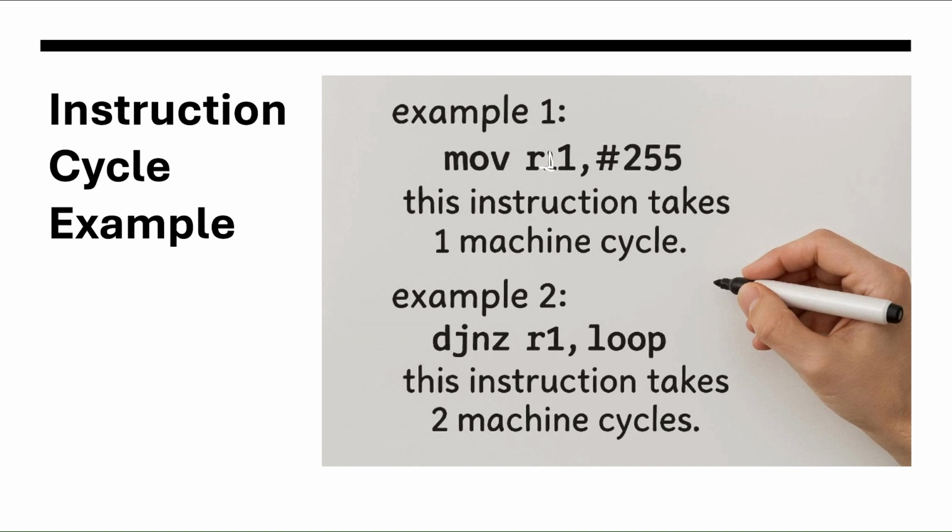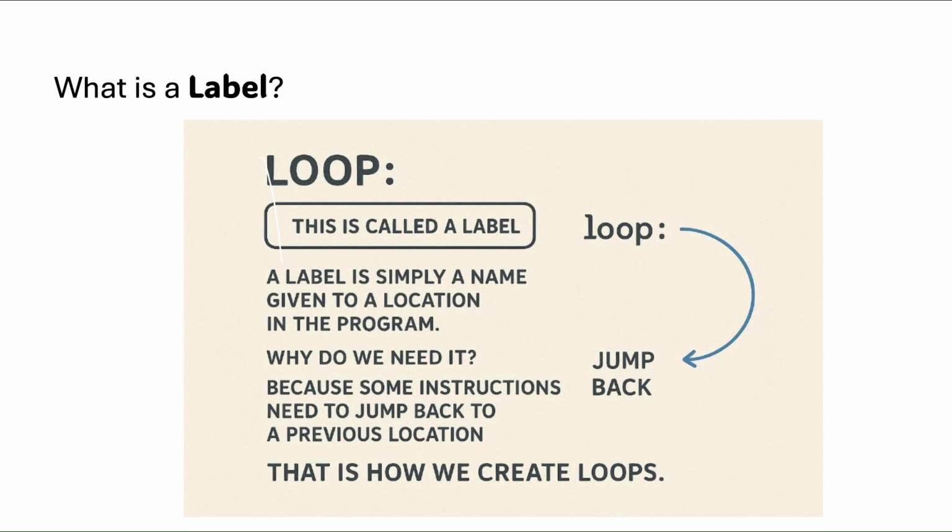What is a label? Now look at this. Loop. This is called a label. A label is simply a name given to a location in the program. Why do we need it? Because some instructions need to jump back to a previous location. That is how we create loops.